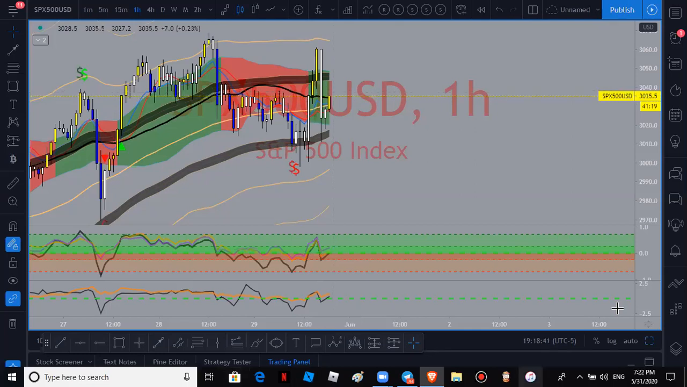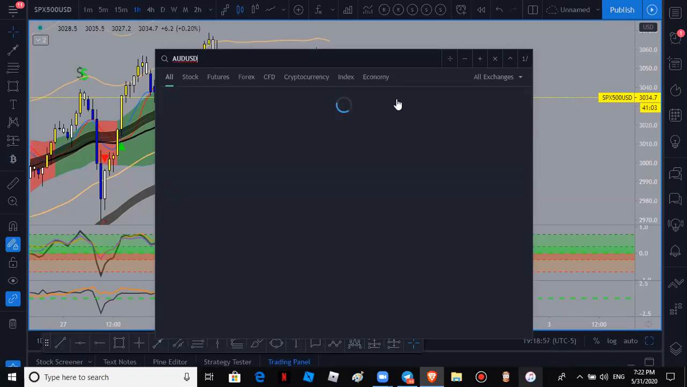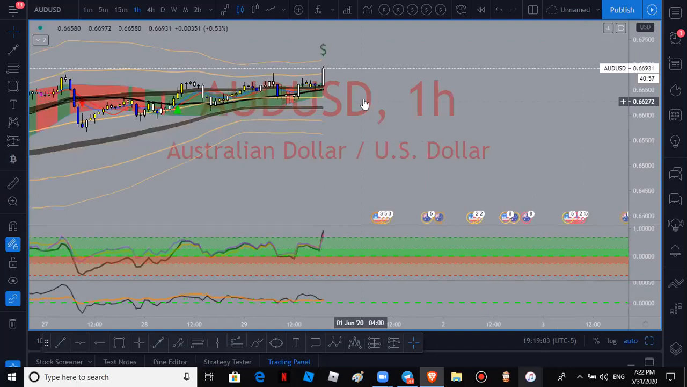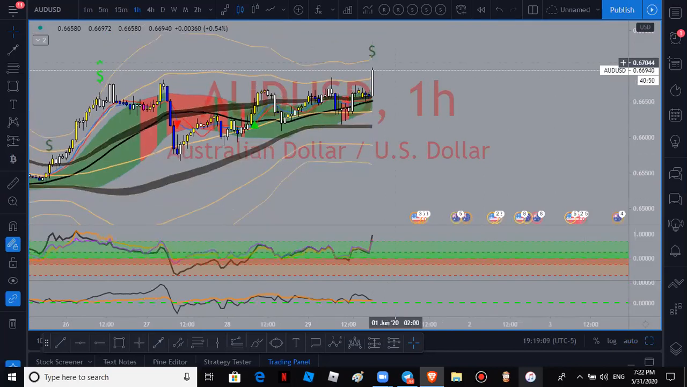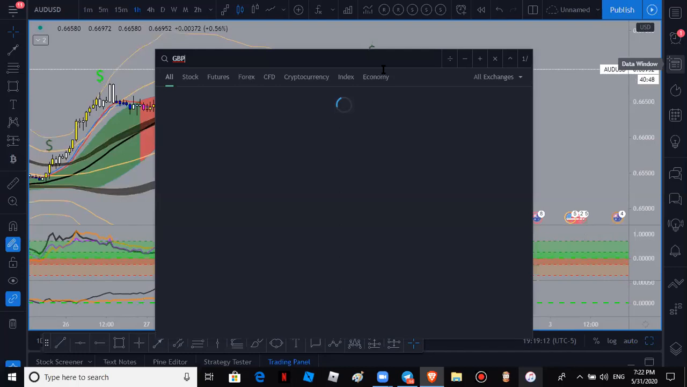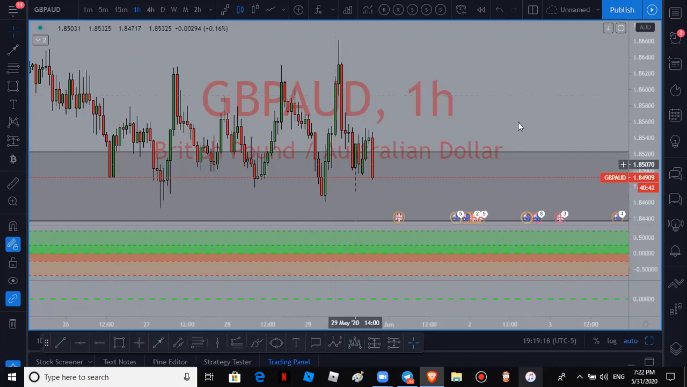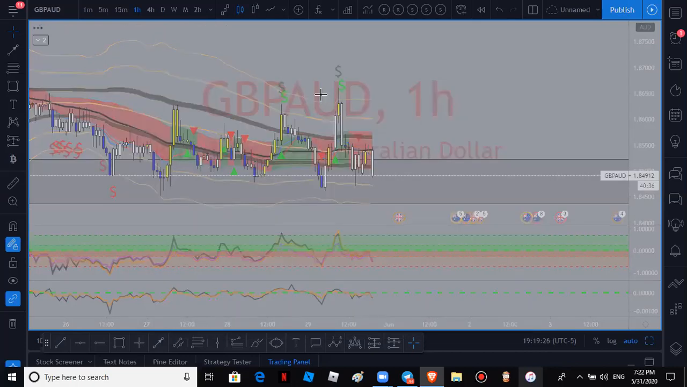AU, I'll definitely check that out before I go on to cryptos. AUDUSD. If this is dropping, then I'd be interested. Oh wow, look at that. AU just went bullish. So that is telling me that GU and EU probably dropped. Let me go see. Yep, there's GU dropping. Let's go see what EUR AUD is doing. Yep, and that's dropping too.